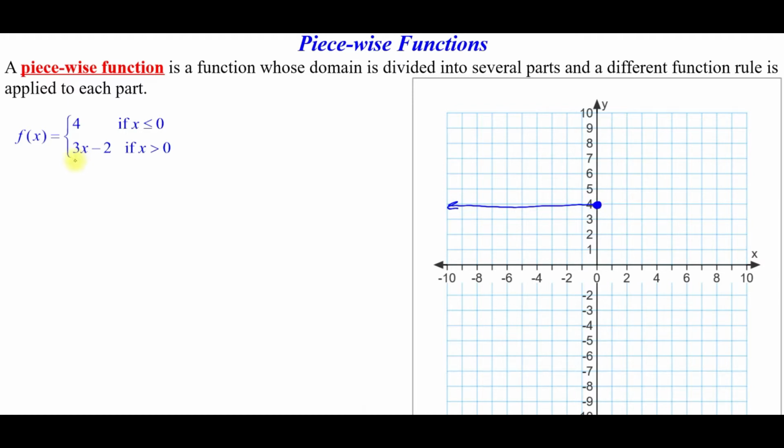The second part of this function says when x is greater than 0, then we're going to use the line 3x minus 2. So that line would have a y-intercept of -2 and a slope of 3, and the line would look something like this. Here, this point should just be an open circle because of the just greater than 0 part. So that's just kind of what a graph of a piecewise function would look like.